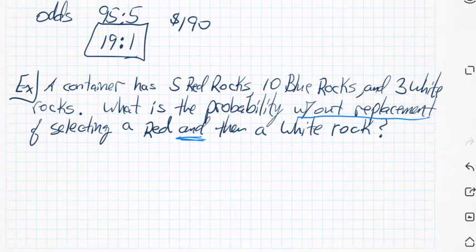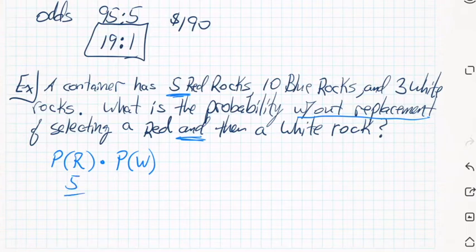All right, so we're going to start off with the probability of red times the probability of white, given that we've already taken a red out of the container. So the probability of red would be 5. There are 5 red rocks in this container out of 3, 10, 5, 18. So this would be 5 out of 18 times. Now remember that red rock is pulled out. So the probability of white would be 3 rocks out of 1 less than 18. So it would be 3 out of 17.